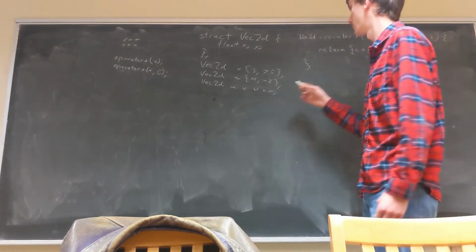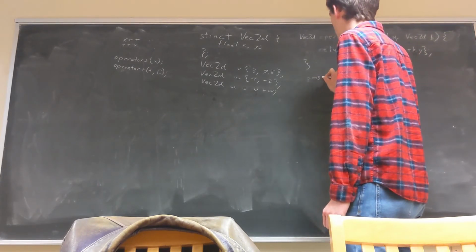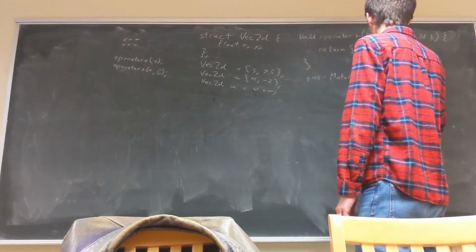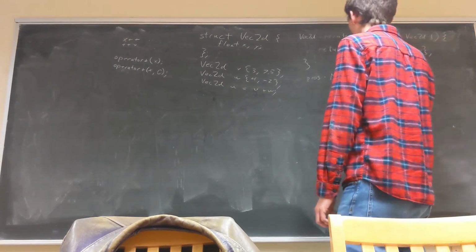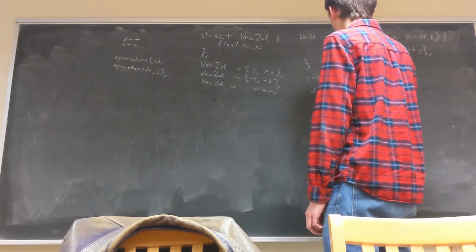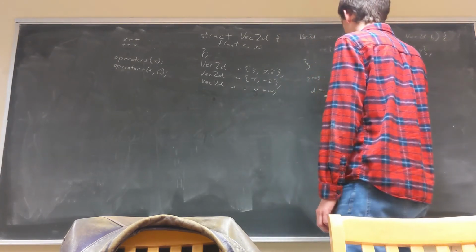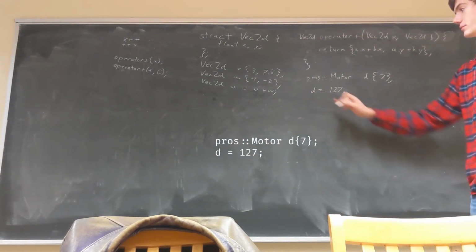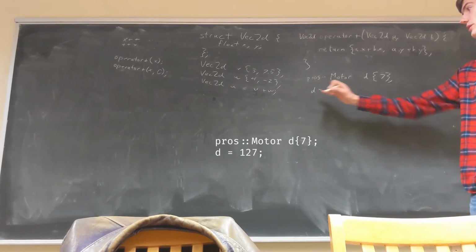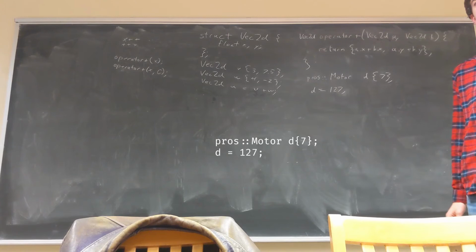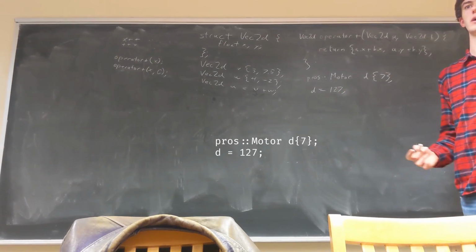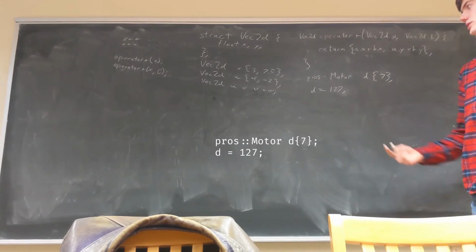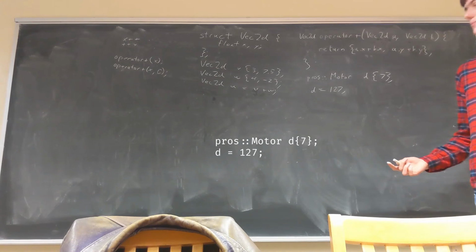One that's in PROS, for example, is if I make a PROS motor, say, call it D, on port 7, I can do D equals 127. And that will set it to full throttle forward, just with the assignment operator. Because they overload the assignment operator so that when taking an integer on the right-hand side, it will use that as a voltage, not a voltage in units of volts, but like a relative voltage value.